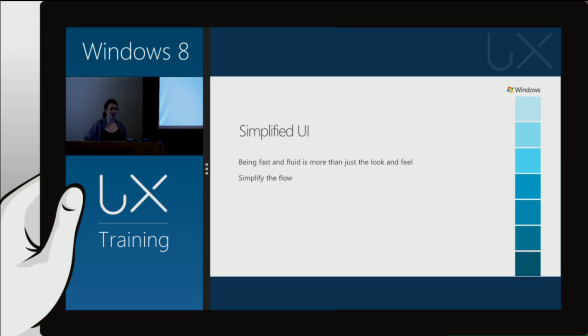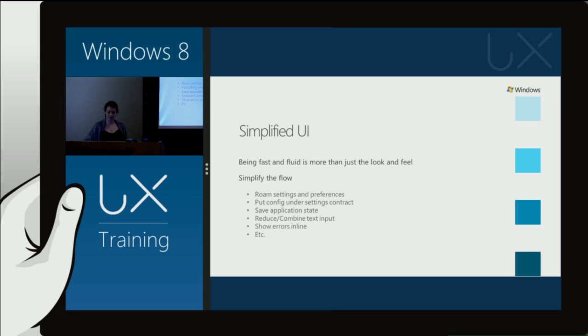And think about how to simplify your UI. Being fast and fluid is more about just look and feel and transitions and accounting for touch. Simplify the flow. Think about leveraging some of the system capabilities that we have in Windows 8, like the ability to roam settings and preferences or save application state on the user's behalf if they switch away from you, and show errors inline.